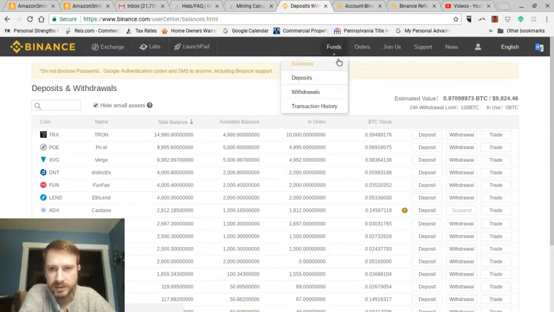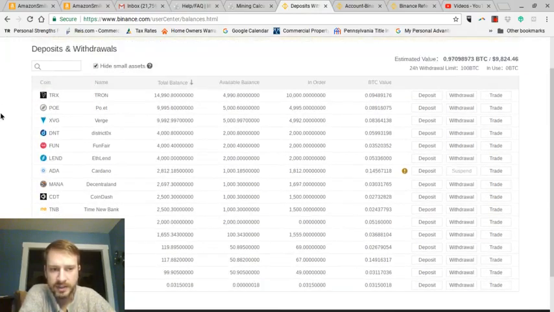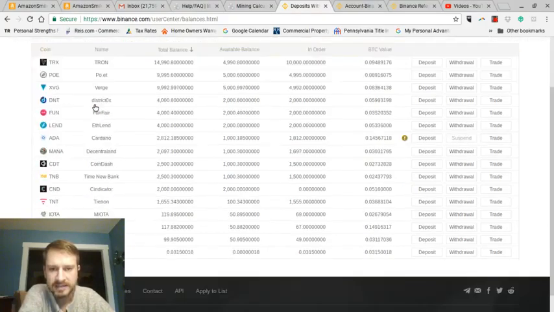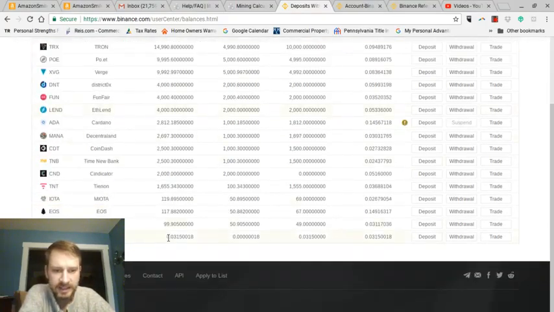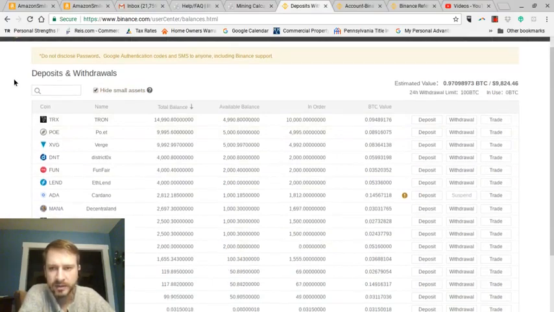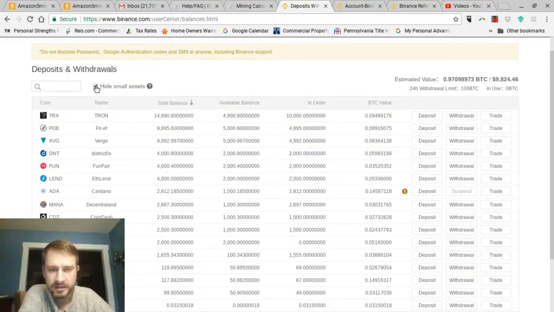This is your balance screen. If you're in here, you're going to hover over funds and hit balances. It's going to show you everything that you're holding right now. The one kind of goofy thing about Binance is that if you have what it considers a small asset, it will hide it. So if I had like 0.00001 Bitcoin, it would hide that, and it would not be visible unless I uncheck this.